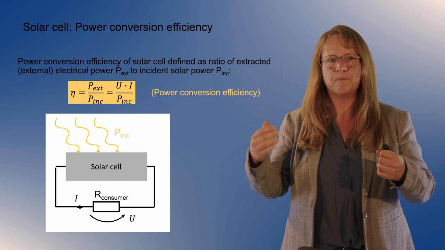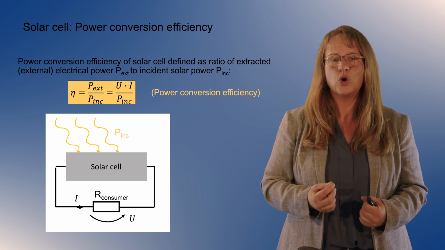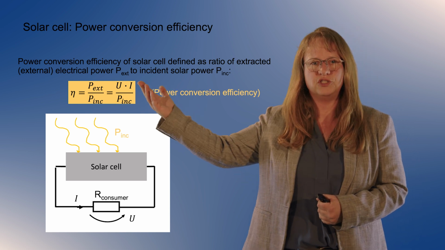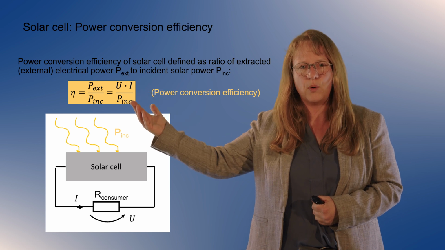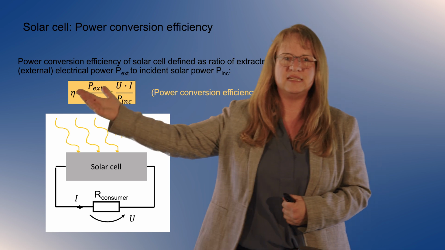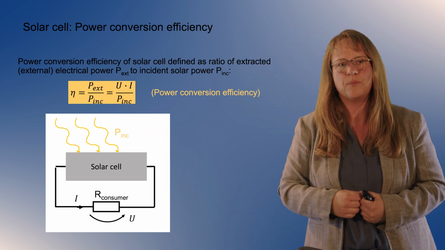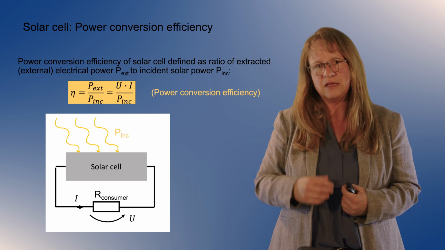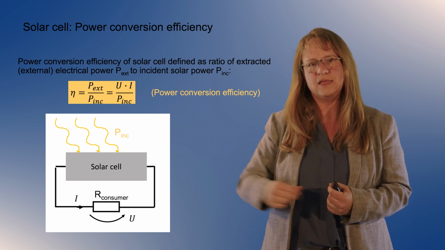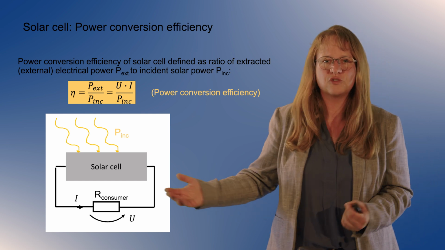And this gives us the power that is extracted by the solar cell, and that is used by the load. So the used power is U times I, the incoming power is P inc, and therefore our efficiency eta of conversion from sunlight to electrical power is dividing the two. So dividing the electrical power by the sun power, and that is our efficiency. And so this is quite straightforward.